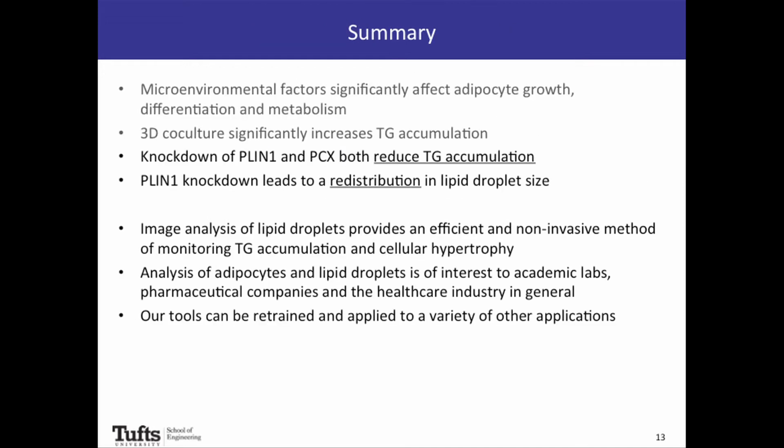So just to summarize, we know that knockdown of perilipin and pyruvate carboxylase both reduce triglyceride accumulation, and perilipin knockdown leads to a redistribution in the droplet size. And we used image analysis to evaluate these knockdowns in a non-invasive way. We can analyze adipocytes not only in our own lab, but we're working with several collaborators who are looking at similar and actually very different problems. Our research is applicable to academic labs, possibly pharmaceutical companies, and even the healthcare industry in general. So that's the commercial application of our research.